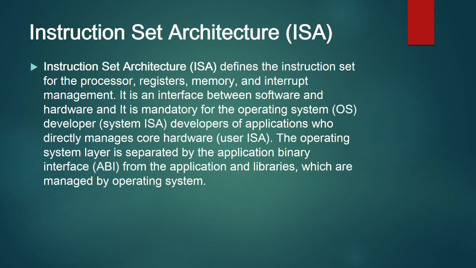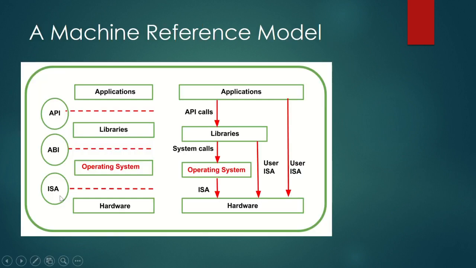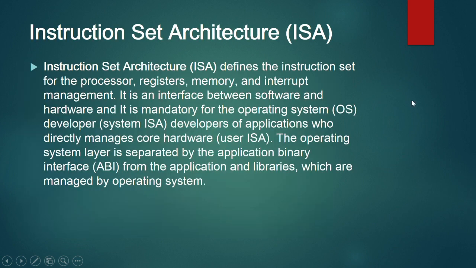First one, instruction set architecture. You can see this is the instruction set architecture between hardware and the operating system. The instruction set architecture defines the instruction set for the processor, registers, memory, and interrupt management. It is an interface between software and hardware. It is mandatory for operating system developers and for applications which directly manage core hardware. The operating system layer is separated by the application binary interface from the applications and libraries which are managed by the operating system.